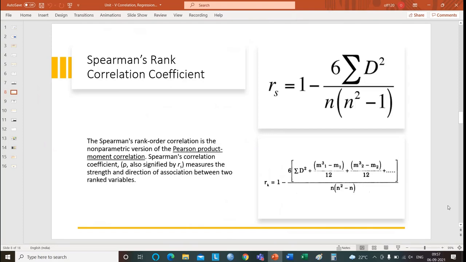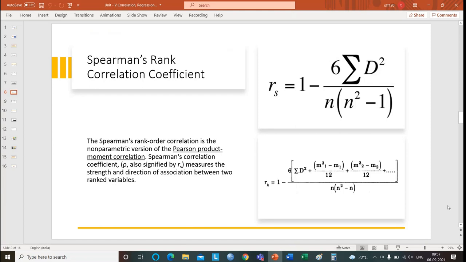In Spearman's rank correlation coefficient, sometimes when we try to change values to ranks, we might encounter a situation where numbers are repeated. Let us suppose two students in a particular subject got the same marks, 67 and 67, or 97 and 97. Now I have to assign a rank to these values.